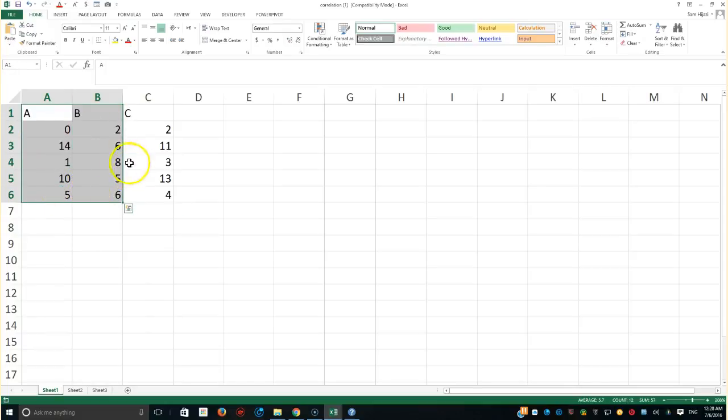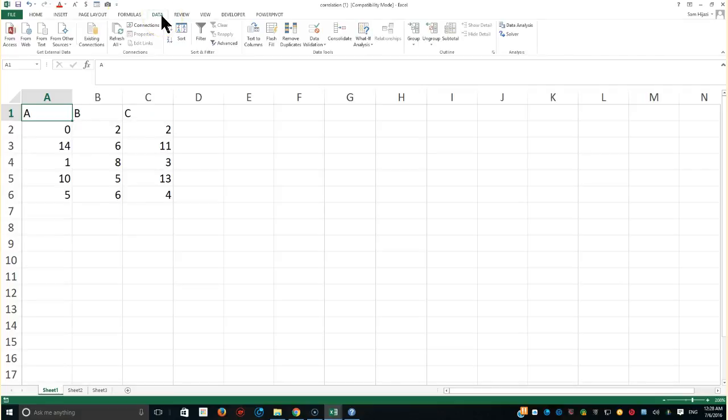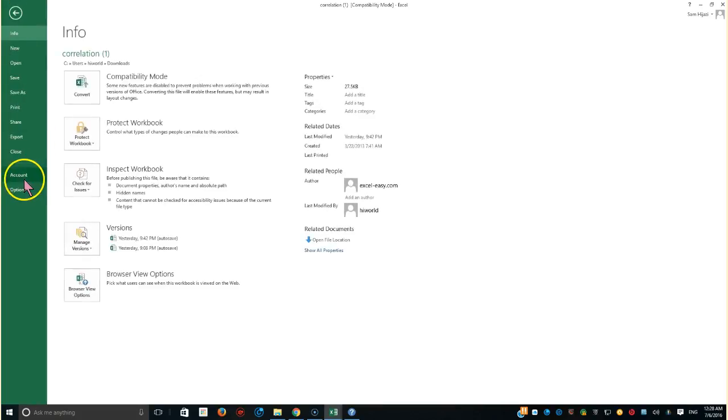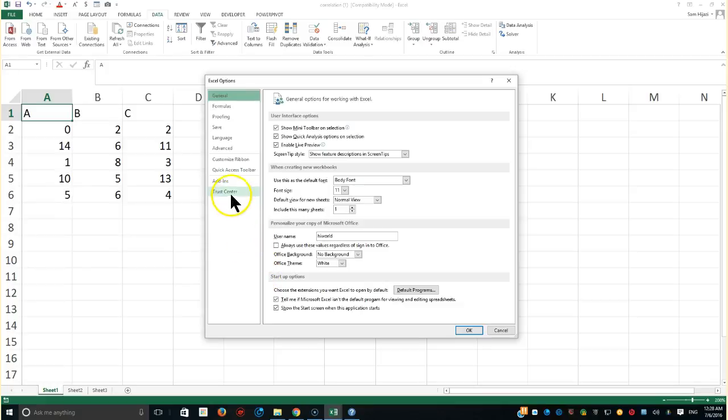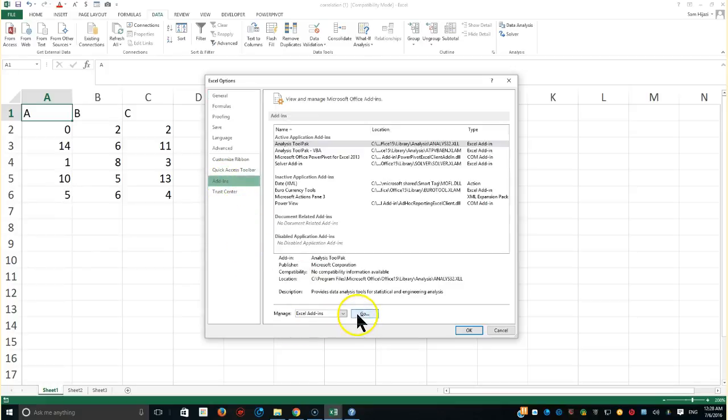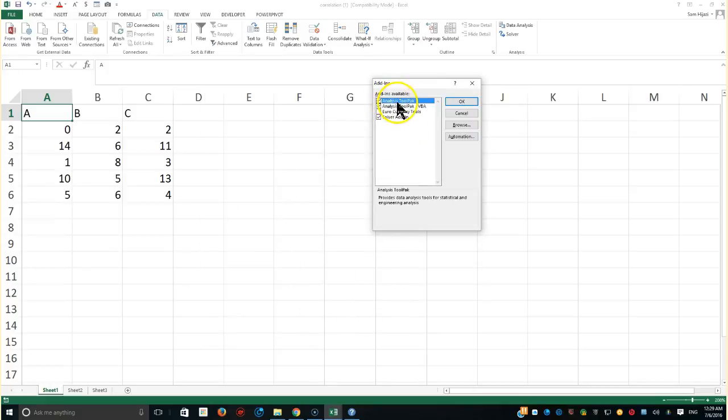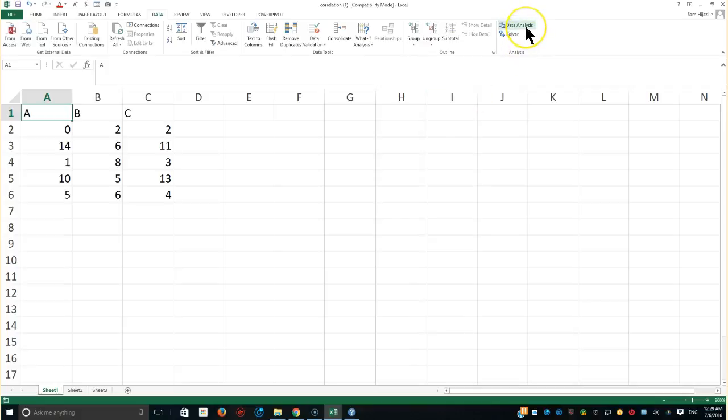So what I'm going to do is to go ahead and use the data analysis that has already been added through the add-in one more time. If I don't have it, I'll go to the option, go to add-in and click on go, and notice I have already added the analysis tool pack. Later we're going to add the solver add-in as well. So I already have it, it's right here in the data.